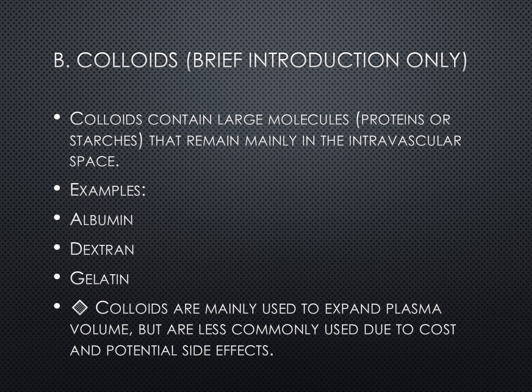So let's look at a brief note on colloids before we continue with the crystalloids. The colloids contain large molecules, that's protein and starch, that remain mainly in the intravascular space. Examples are albumin, dextran, gelatin. To note, colloids are mainly used to expand plasma volume, but are less commonly used due to their cost and potential side effects.